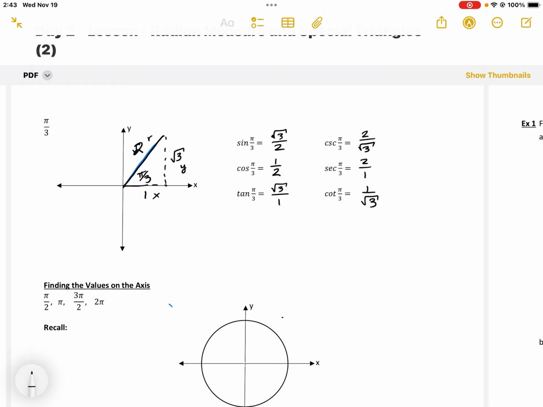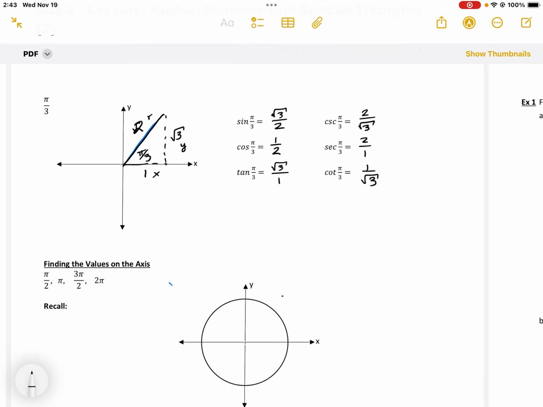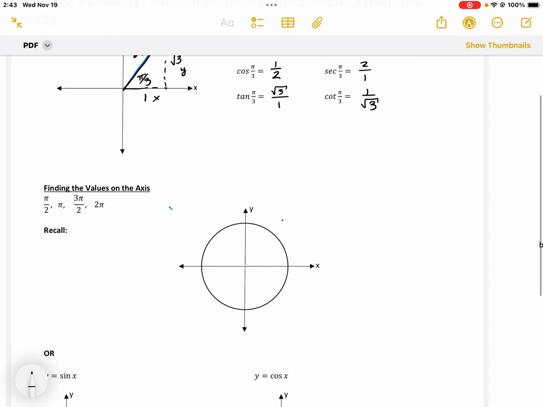So very similar to the values for pi over 3, but opposite because you're looking at a separate reference angle in the triangle. If you're finding the values on the axis, you can use the same idea of y over x. So sine of pi over 2 is going to be my opposite side, which is the y side, over r. My cosine of pi over 2 is going to be x over r. And then my tan of pi over 2 is y over x, so tan of 90 degrees.